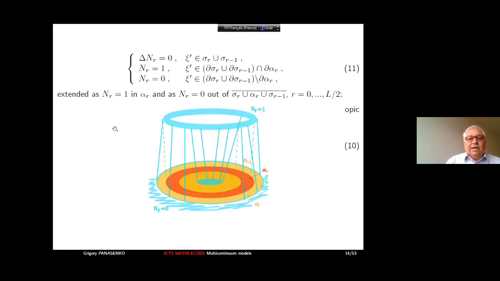So the picture for Nr is as follows. It is such a cake-shaped function, which is equal to 1 at one red layer, stiff layer, and then it descends to 0 in two neighboring yellow rings, here and here, from 1 to 0 as the solution of the Laplace equation. And then it is continued by 0 everywhere. Out of these three rings, it is 0 everywhere.